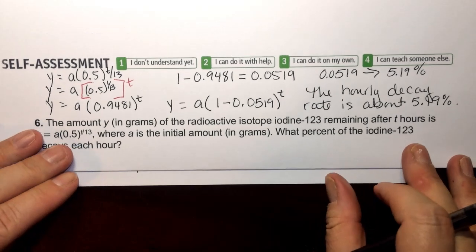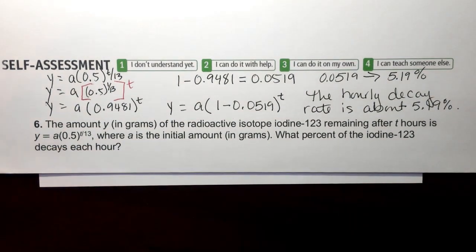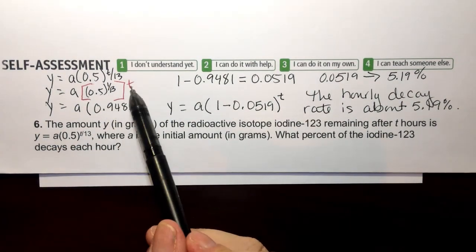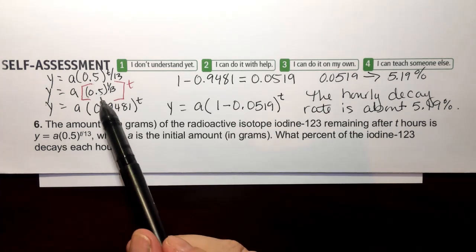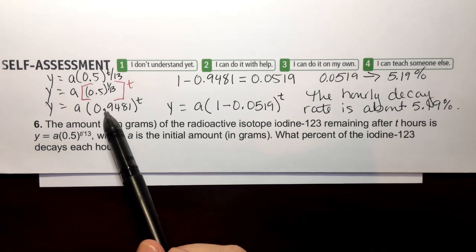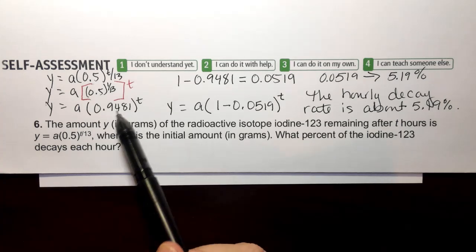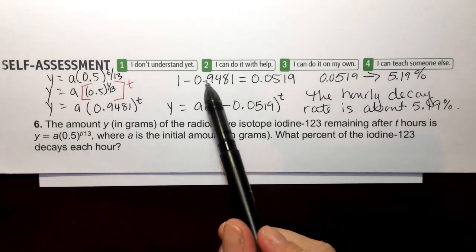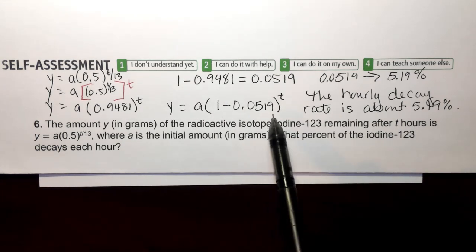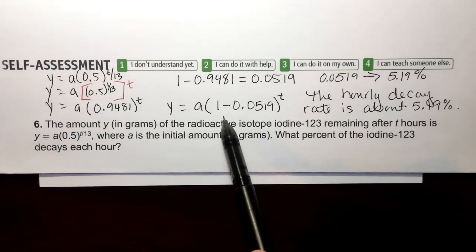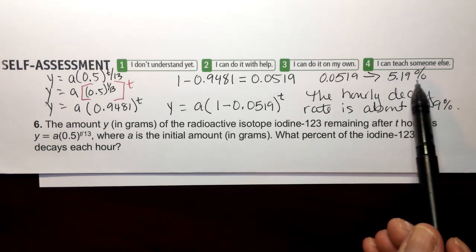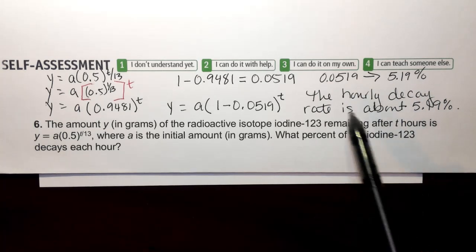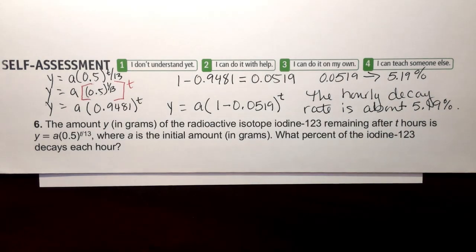All right, so notice I did it very similar to the last one. We broke it up, pulled the t out, worked this out. That's how I got this number. What was 0.5 raised to the 1/13th power. So that gave me this. Then I needed to figure out what was 1 minus that to give me my original model. So then I know that 0.0519 is the same as 5.19%. So the hourly decay rate is about 5.19%.